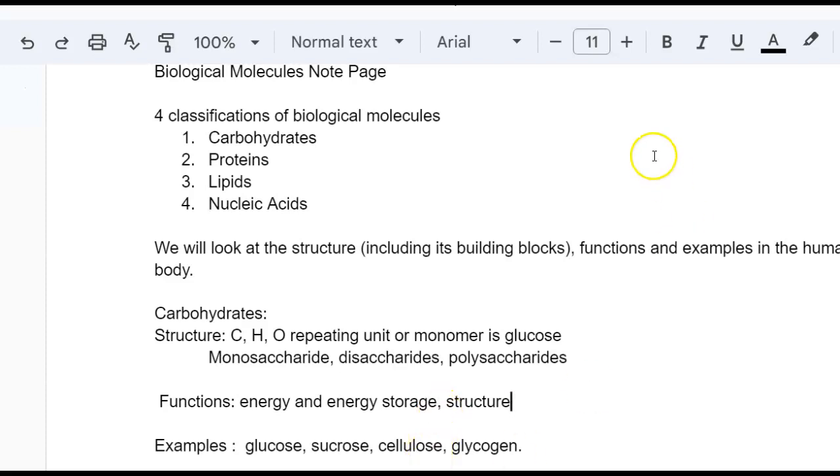So take a second, update your biological molecules note sheet, and that is the end of carbohydrates. We will continue on with proteins in the next video.